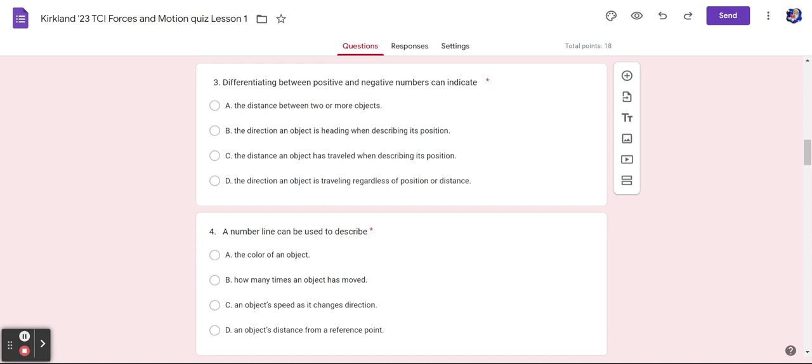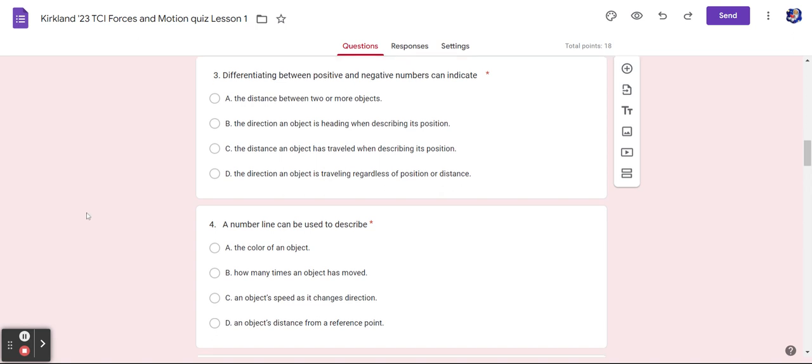Number 4. A number line can be used to describe A, the color of an object, B, how many times the object has moved, C, an object's speed as it changes direction, D, an object's distance from a reference point.